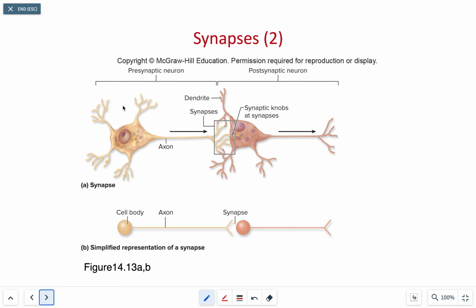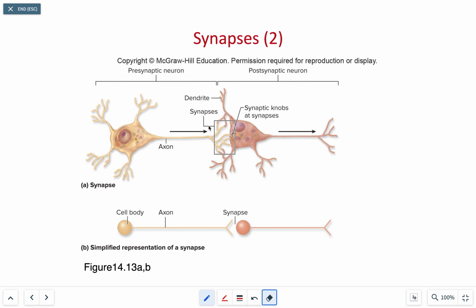So when we start getting into synapses, the first thing is to look at the general definition of a synapse. These are specialized sites where a neuron communicates with another cell. In this particular example, we're going to talk about the difference between the presynaptic neuron and the postsynaptic neuron. The presynaptic neuron will transmit nerve impulses through its axon towards a synapse. And the synapse is going to be this region that we see between the presynaptic and postsynaptic neuron.